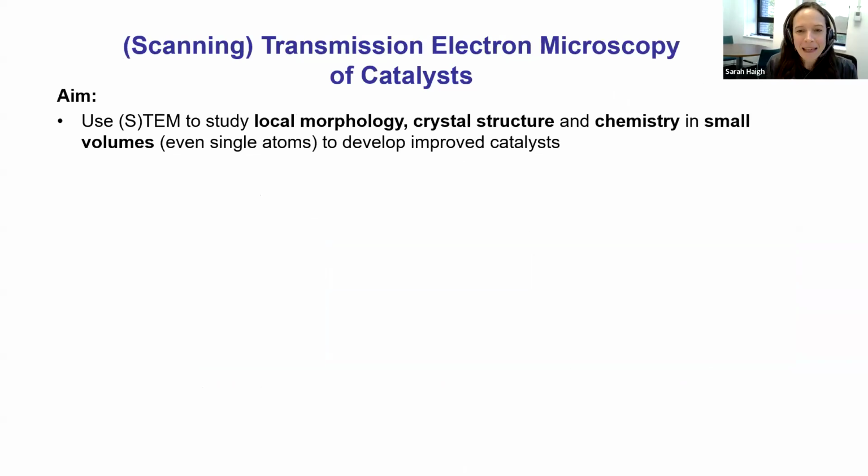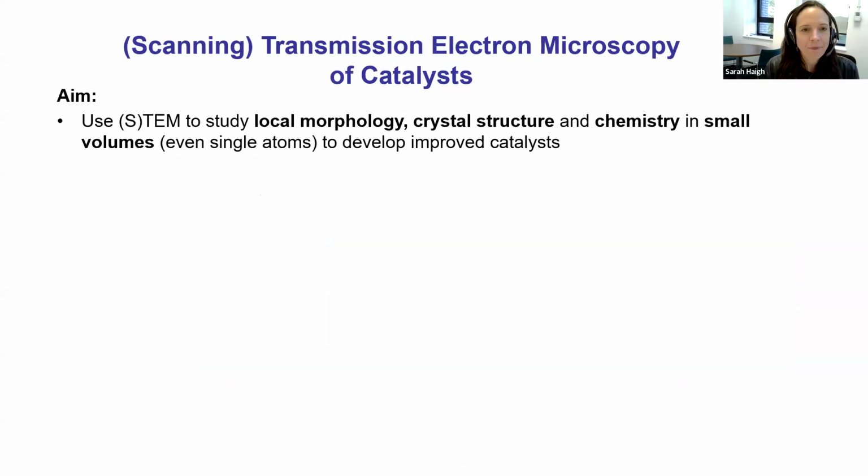So hopefully we're all on board with the idea that we need to use scanning and transmission electron microscopy in order to develop better catalysts. So that's our aim, is to study the morphology, crystal structure, and chemistry inside individual catalysts. If you want to look at average structure, there's many other ways to do that, but really to look at the local structure in our different catalysts, scanning TEM, so STEM and TEM, are really the ways that we want to do it.